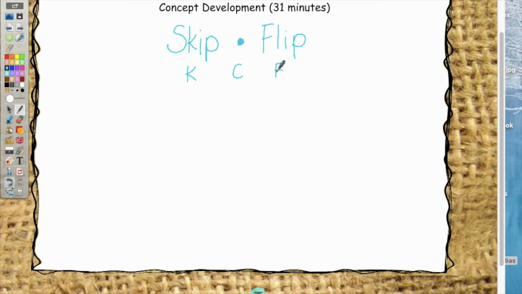Now let me give you an example of a problem. Let's do 4 divided by 1/2. Go ahead and write that down. Equals, and then equals. Okay, so skip, what does it mean? Keep the number. Keep the 4, so write the 4 down. Dot, what does it mean? Change it. So we're going to change to something else. But first we have to figure out what the dot means.